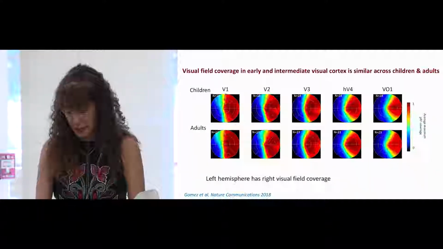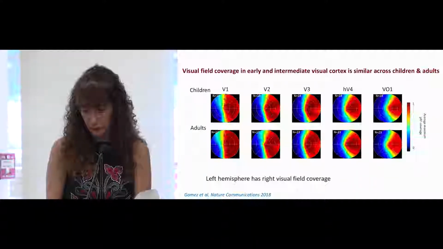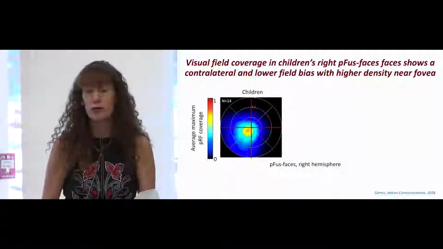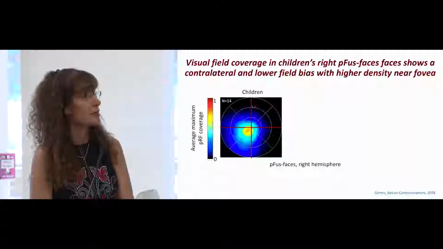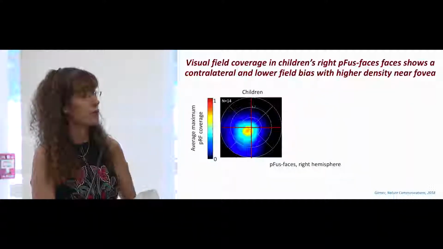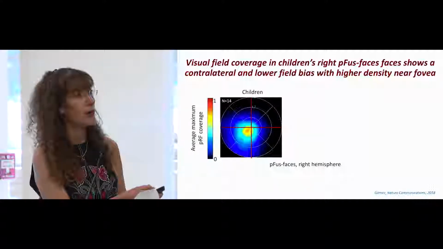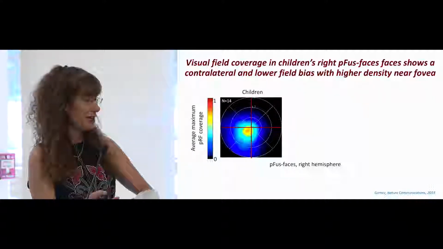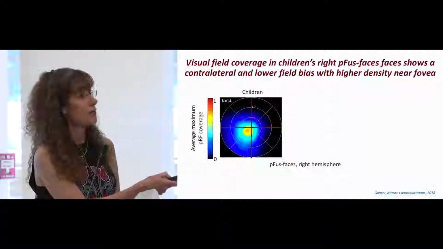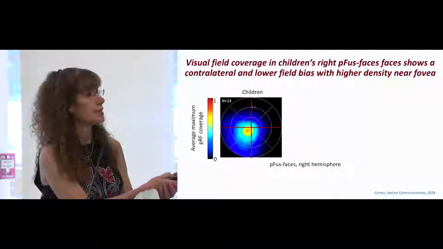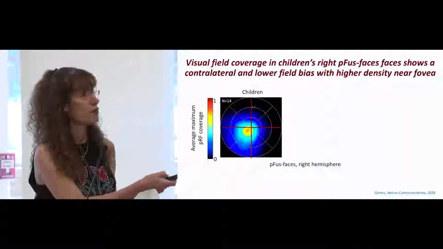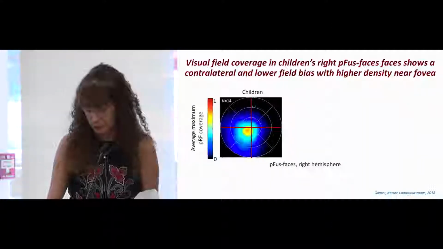So what happens in face-selective regions? This is now the visual coverage map in the pFus-faces, averaged across 14 children. Consistent with what I've shown you before, we have this contralateral bias: the right hemisphere covers the left visual field. We also have evidence for this foveal bias, that there is a higher density of coverage of the visual field by pRFs around the center.